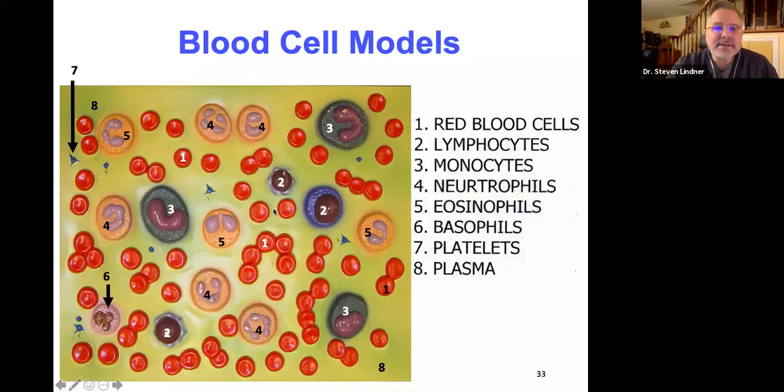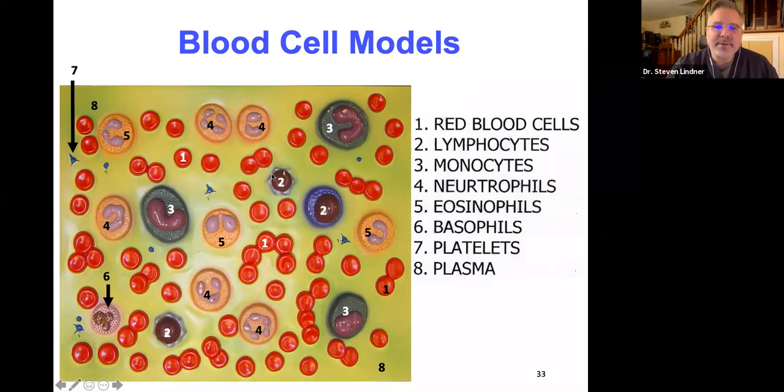Okay, here's a plaque of all the different blood cells. There's a spelling error here at number 4. It should be neutrophils, not N-E-U-R. Take out that R. So we have red blood cells, which are erythrocytes. We have lymphocytes and monocytes, 2 and 3. Those are agranular. Then you have neutrophil, eosinophil, and basophil. These are granular cytes. Then you have platelets for clotting, and then plasma, which is the extracellular matrix.